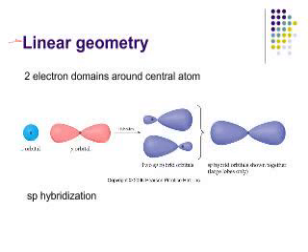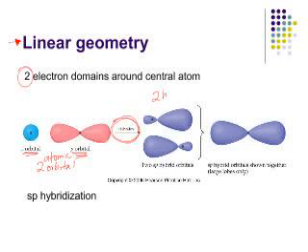So let's start with a linear geometry. In order to get a linear geometry, you have two electron domains around the central atom. If your central atom has s and p orbitals to play with, this doesn't give you linear when you try to bond. So what we're going to do is mathematically blend them together. This is called hybridization. We started with two atomic orbitals, and we're going to get two hybrid orbitals that belong to the whole molecule.